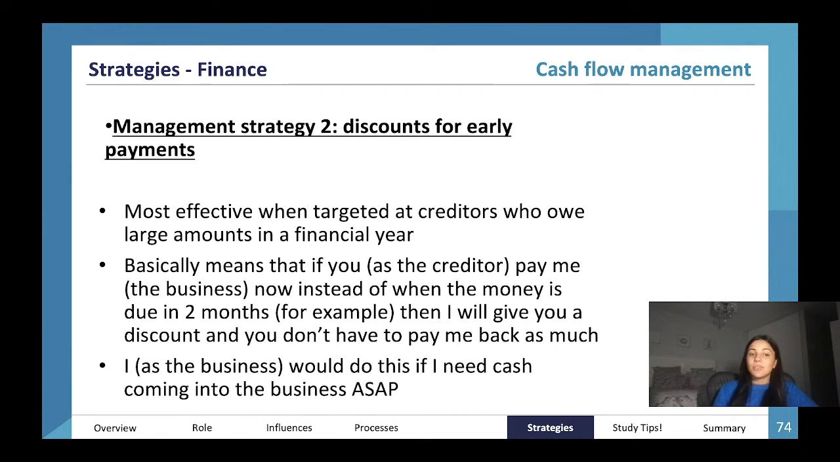Number 2 is discounts for early payments. I really recommend feeling confident with this only because it comes up across quite a few of the ratios, especially the accounts receivable turnover ratio. It's most effective when it's targeted at creditors who owe large amounts in a financial year. It basically means that as the creditor, you will pay me now instead of when the money is due in 2 months. So maybe I own a kitchen business and I build your kitchen and I'm like, okay, pay me back in 2 months.